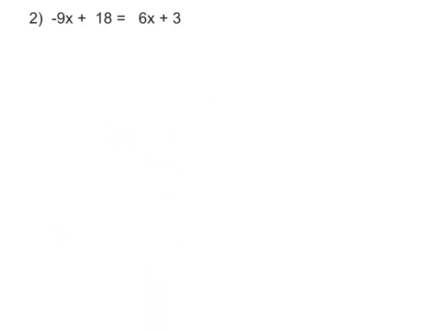Alright, let's look at example 2. So we have negative 9x plus 18 equals 6x plus 3. So we're going to draw our line here. And step 1 is to start by moving your smallest variable. So we have a negative 9x and a positive 6x. So the smallest is definitely the negative 9x.